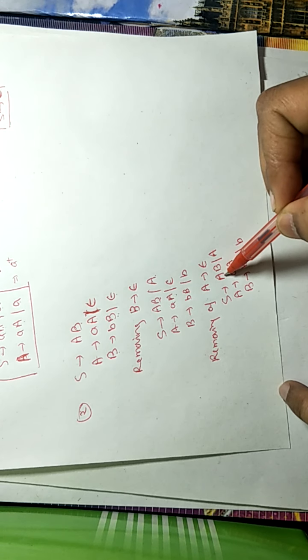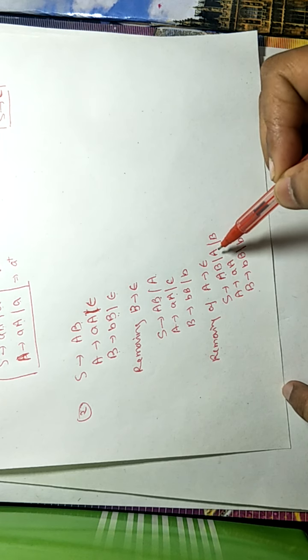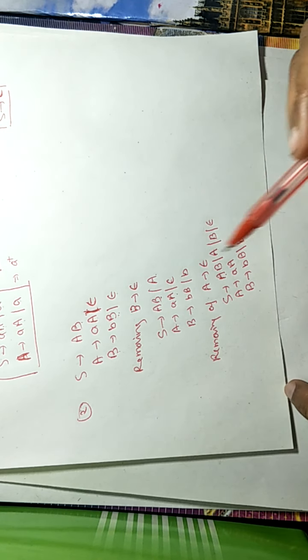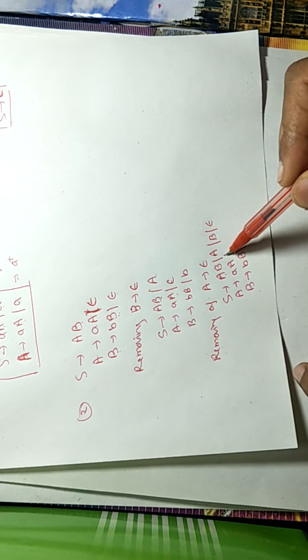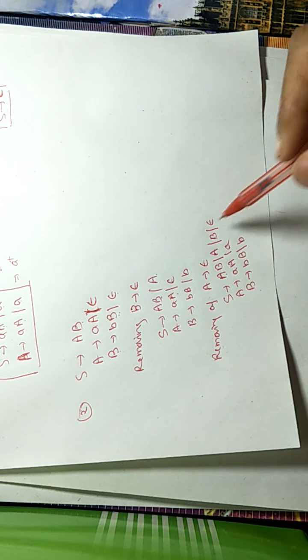By putting A tends to epsilon here, we can get B here. By putting A tends to epsilon here, we can get epsilon here. By putting A tends to epsilon here, we can get A here. So it is the reduced grammar.